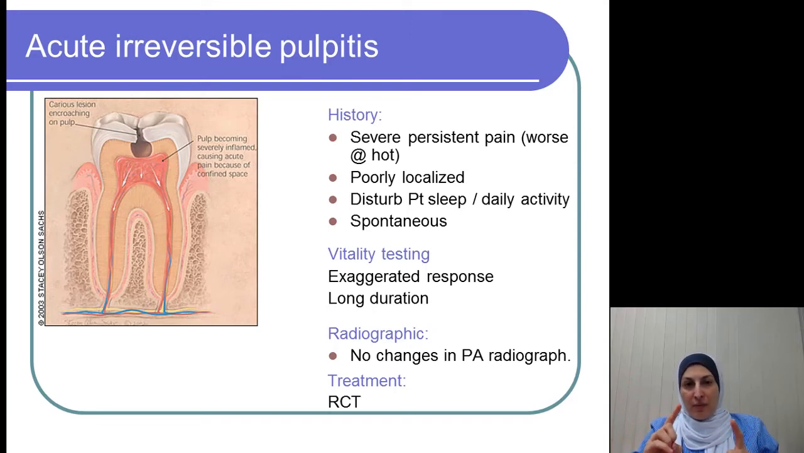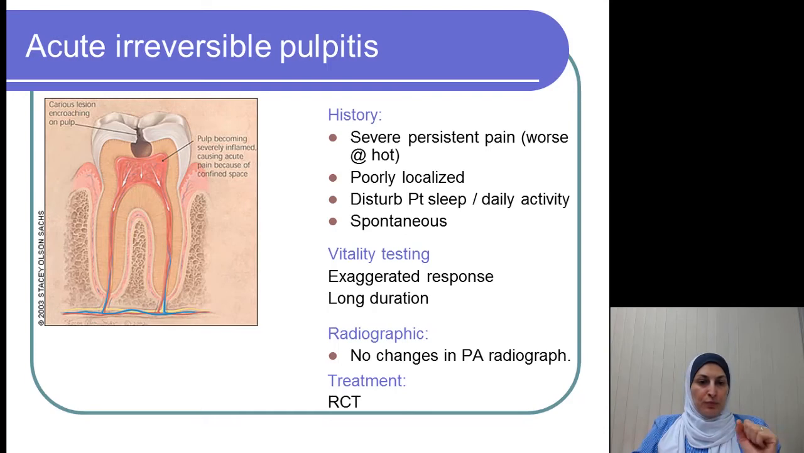But the problem, or the way I knew that it is irreversible, is that when you remove this cold test, the patient will continue feeling this pain throbbing for a while, like a couple of minutes or maybe longer, maybe 10 minutes, just throbbing with a severe pain. So this is an indication that the pulp is irreversibly inflamed.